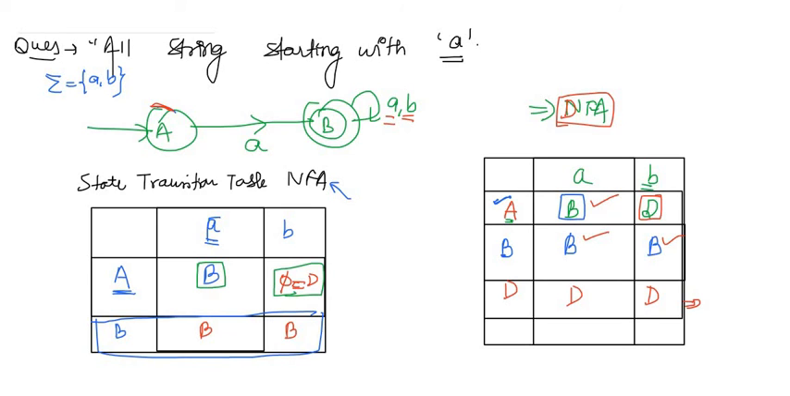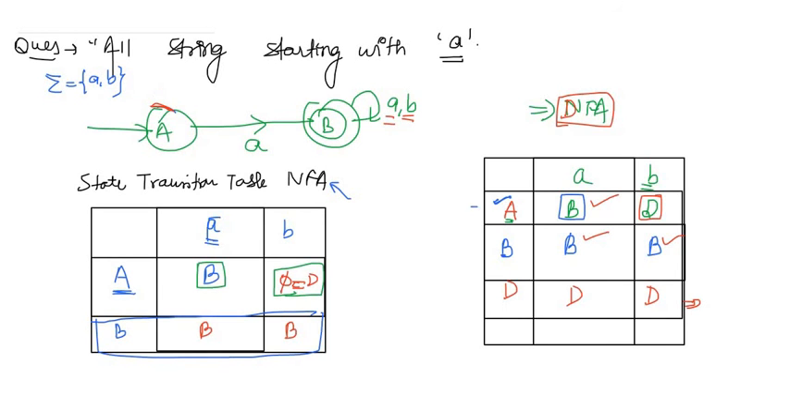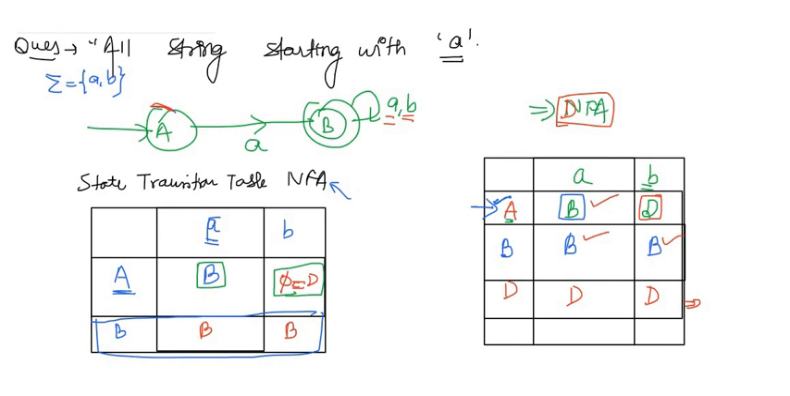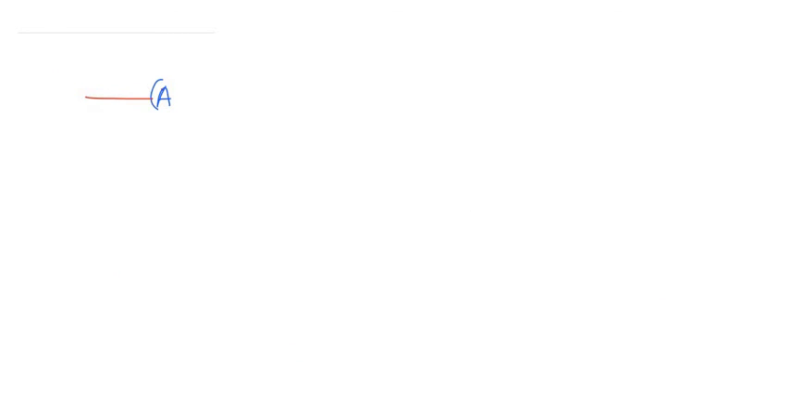Now we need to construct the DFA itself. For the DFA, we can see that the initial state will be A, and the final state will be, according to our steps, all the states of DFA where any of the final states of NFA exists in the transition table. That means since B is the final state in the NFA, here also B will be the final state. Nowhere else is B present, so B will be our final state. Now there will be three states. Let us name them A, B and D.